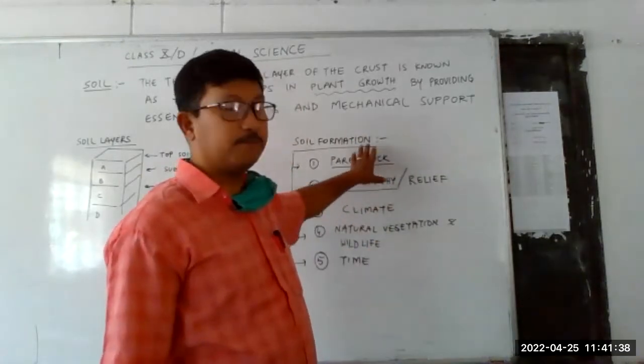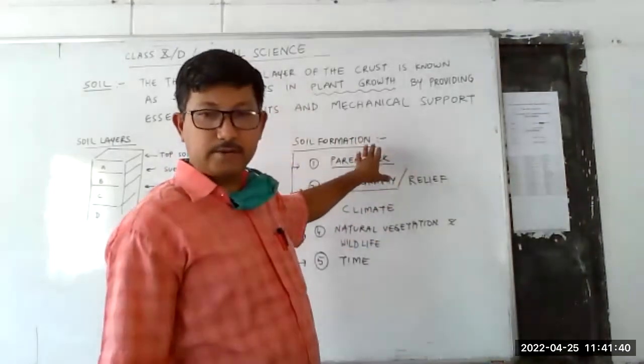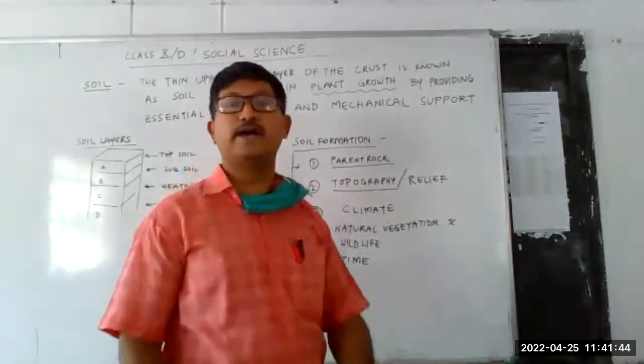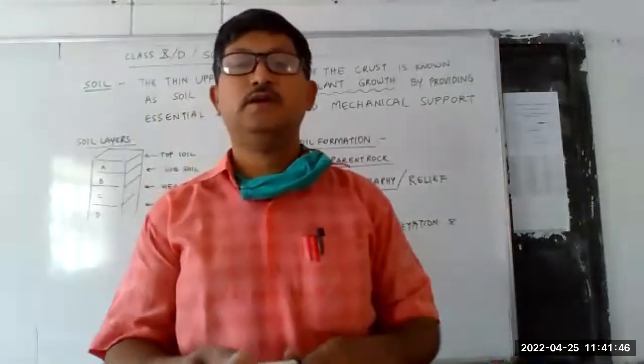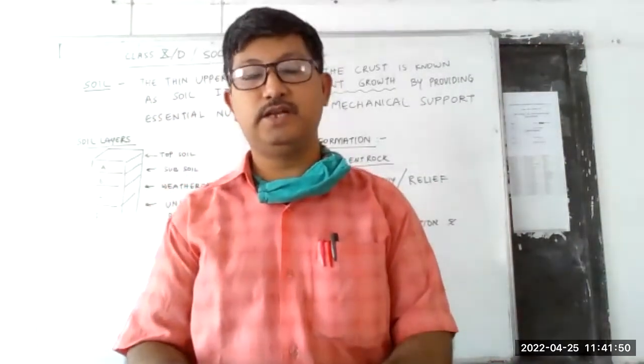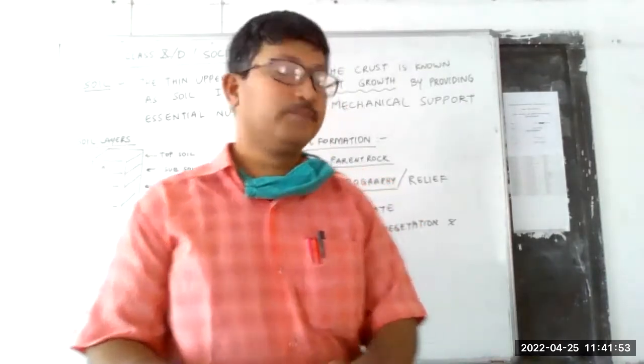Right, we begin from the parent rock. Without parent rock, soil formation cannot happen. Then topography. Depending upon the environment or the topography, the soil may be thick in the valley bottom, and it may be very thin on the mountain top.